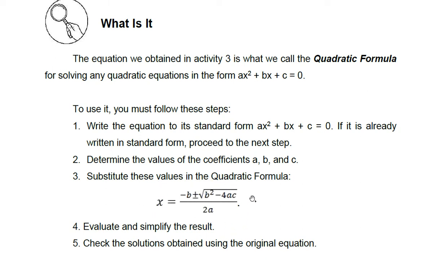So this is the quadratic formula. We expect that we have two equations in here, or two values of x, because we have plus and minus. We will separate them later. The fourth step: evaluate and simplify the result. And the last one, check the solution obtained using the original equation.